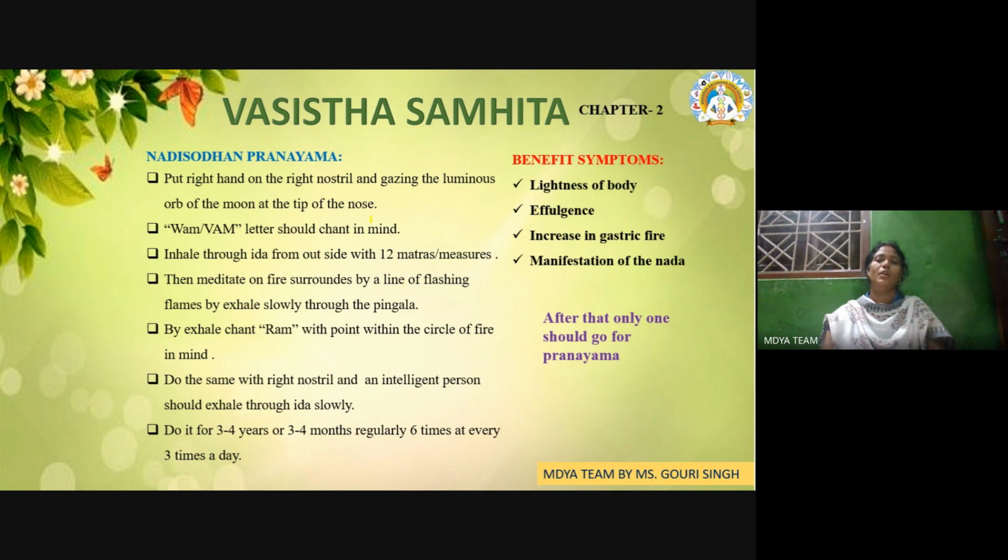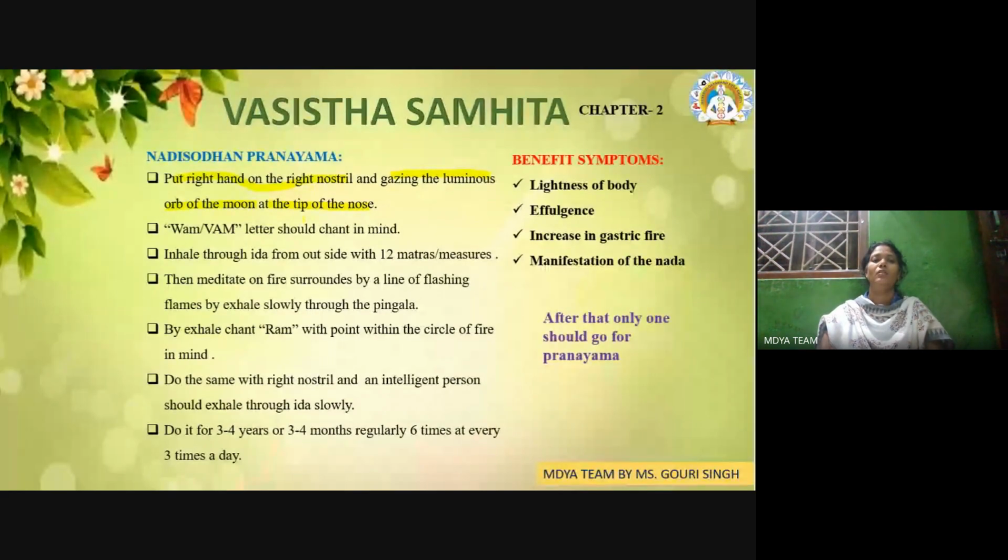For Nadisudhi pranayam, what do you need to do? Put your right hand on the right nostril and gaze at the luminous orb of the moon at the tip of the nose. First, you have to put your right hand on your right nostril. Which hand and which finger will be used is also not clearly described here. It only says to put your right hand on your right nostril and gaze at the tip of the nose as an orb of the moon.